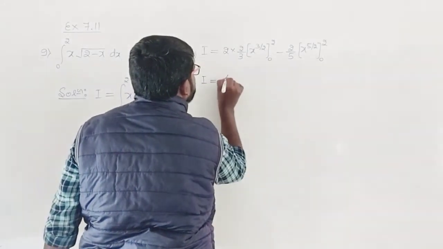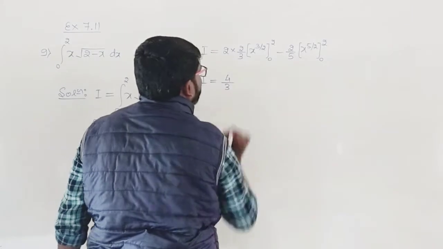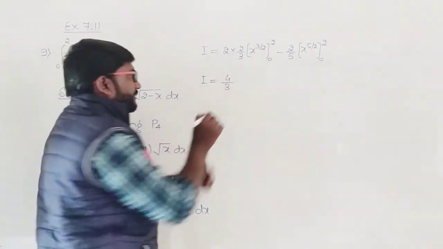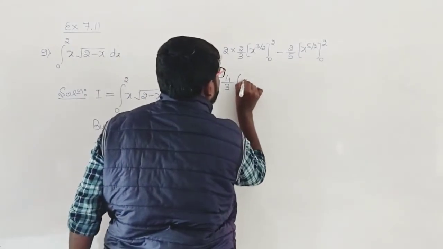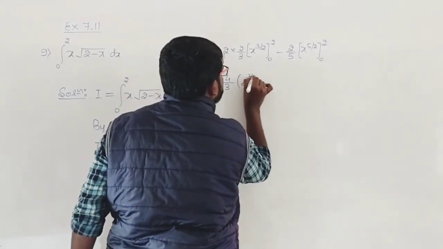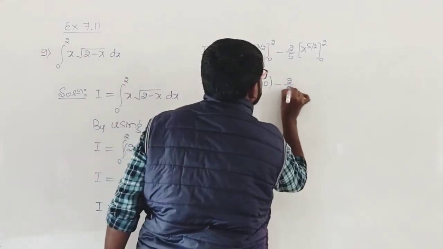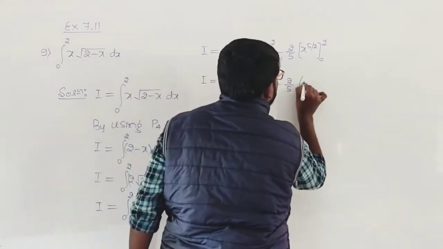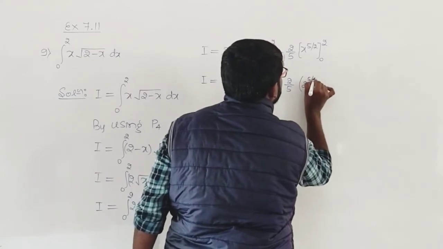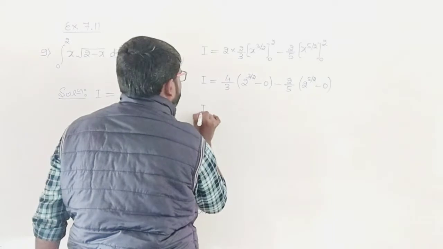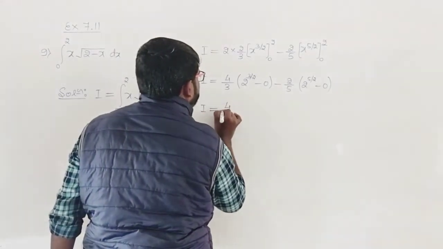2 into 2 becomes 4, so 4 by 3. Here the upper limit is 2, so in place of x I have to write 2. So here 2 raised to 3 by 2 minus 0. Then minus 2 by 5, then here 2 raised to 5 by 2 minus 0. So now I is equal to 4 by 3.